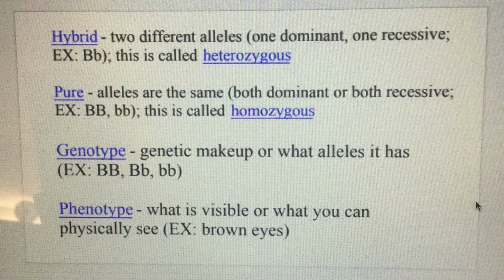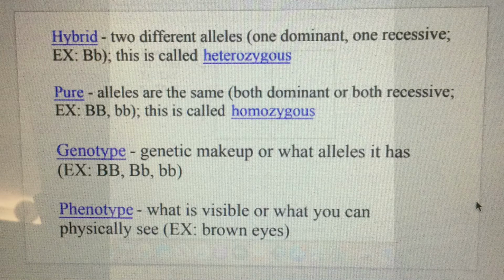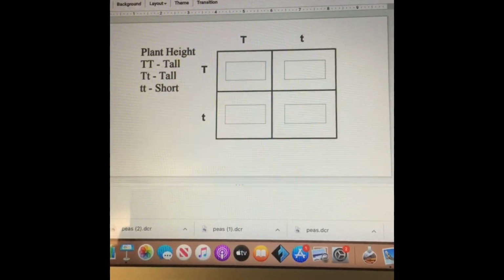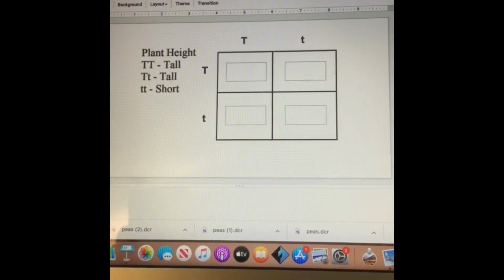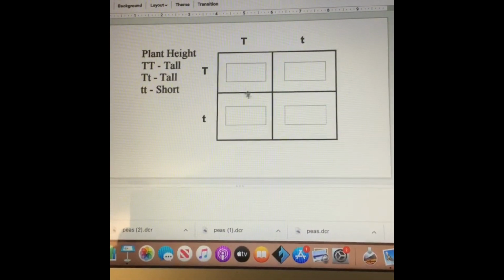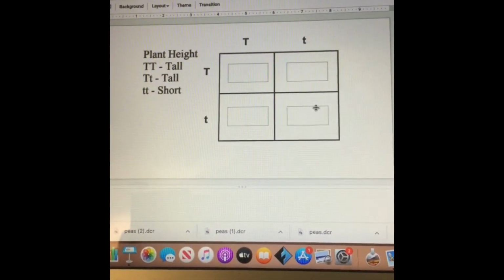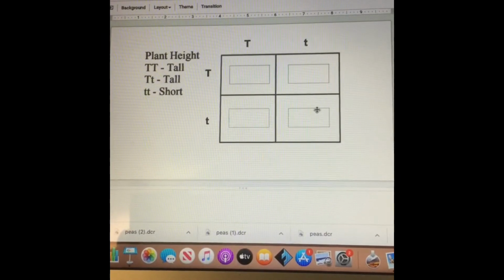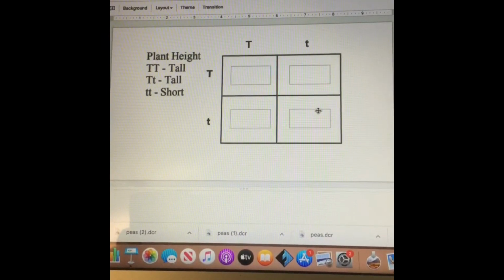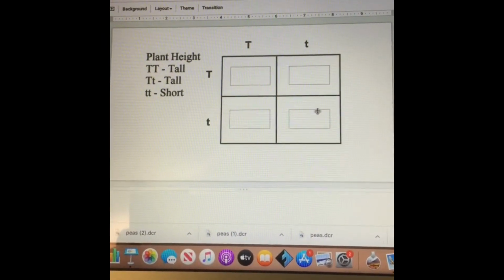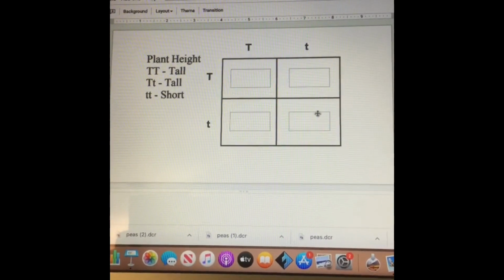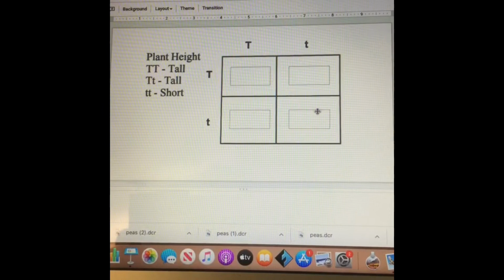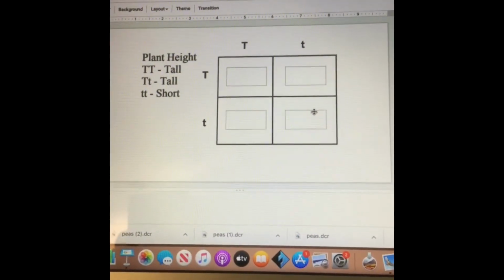So let's look at a couple of Punnett squares and see what Punnett squares can do for us. So what exactly is a Punnett square and what does it show us? How does it help us? A Punnett square is simply a square, and it allows us to cross two sets of genotypes, two sets of alleles, to see what the possibility of the offspring could be and the percentages for those offspring.